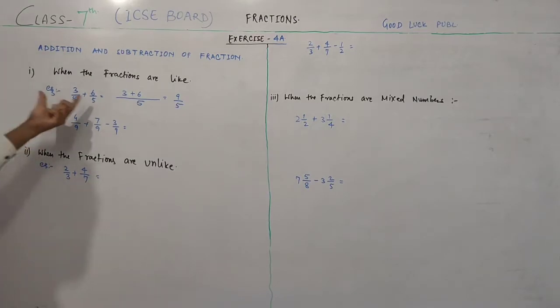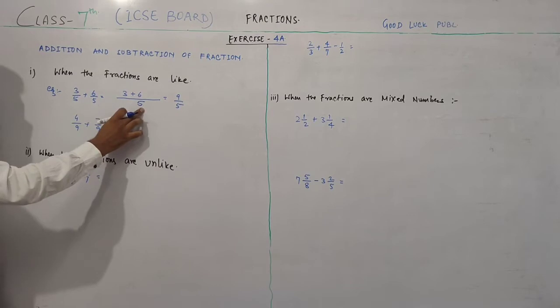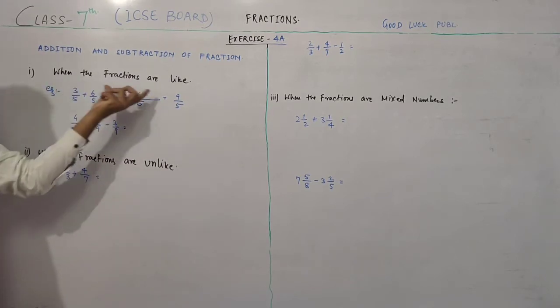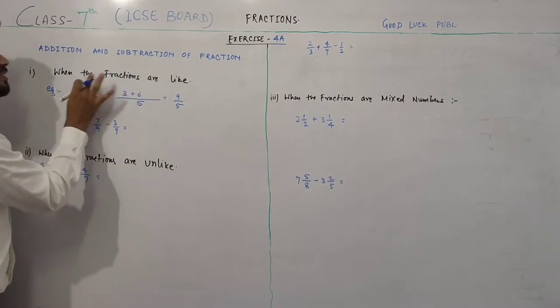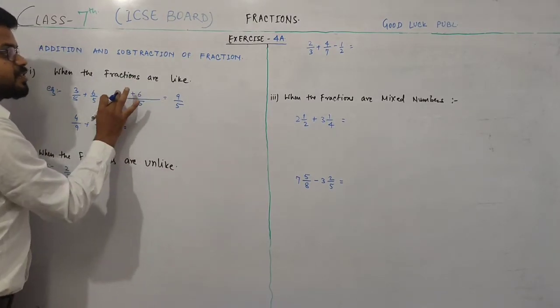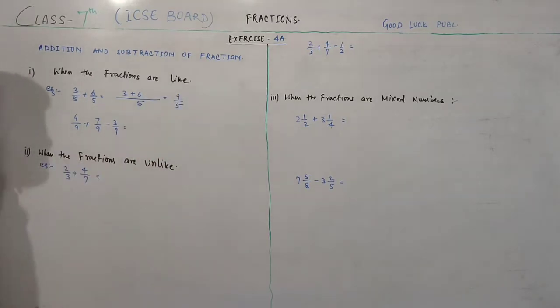The first step is to draw a horizontal line and take the number which is in the denominator. Now after that, write the numbers available in the fractions in the numerator. Here it is 3 and 6, so I write 3 plus 6. Adding 3 plus 6 is 9, and the denominator is 5. So 9 by 5 is the answer.